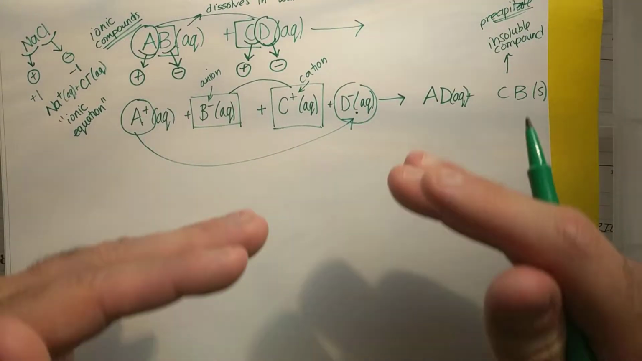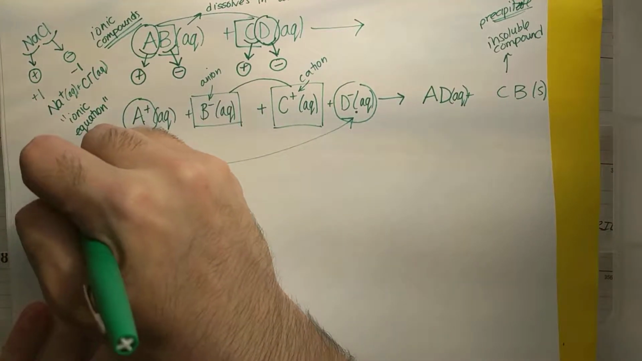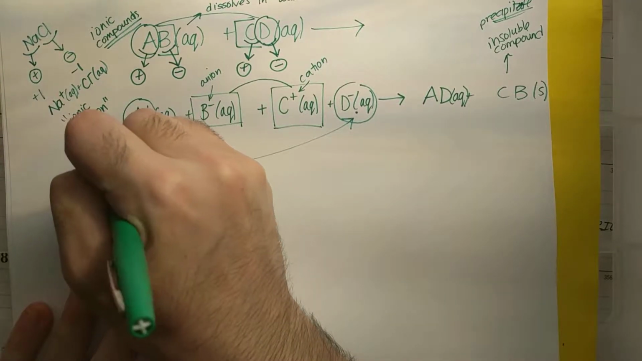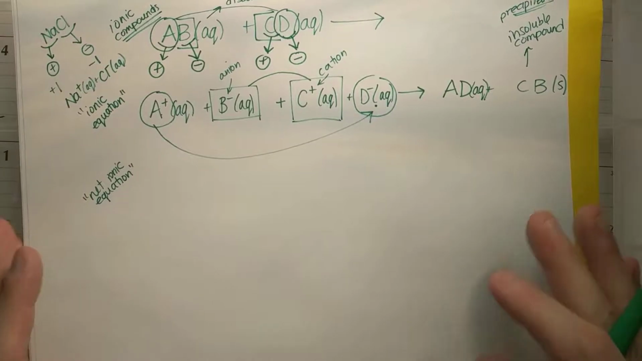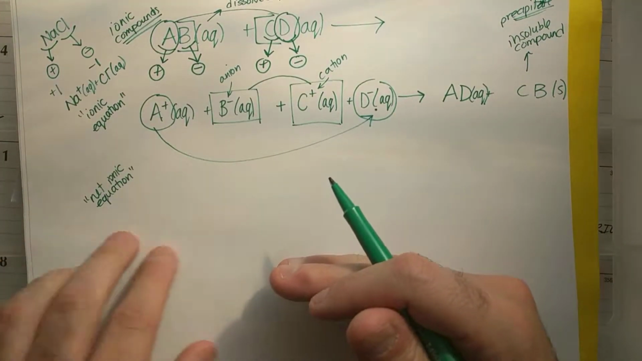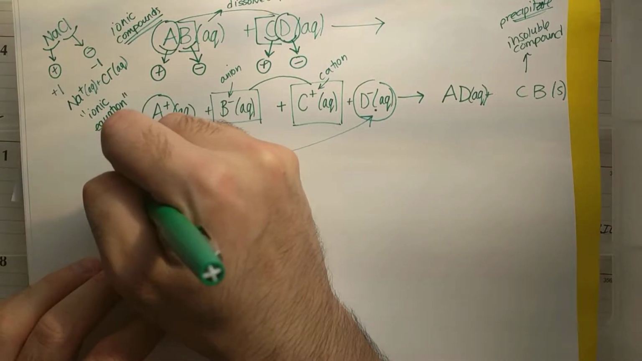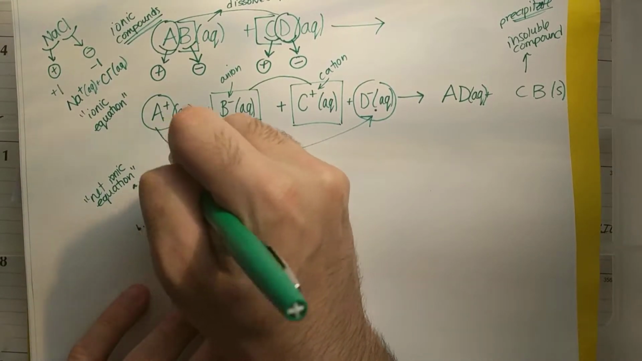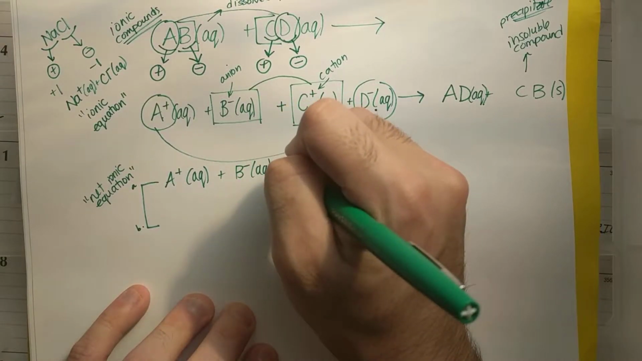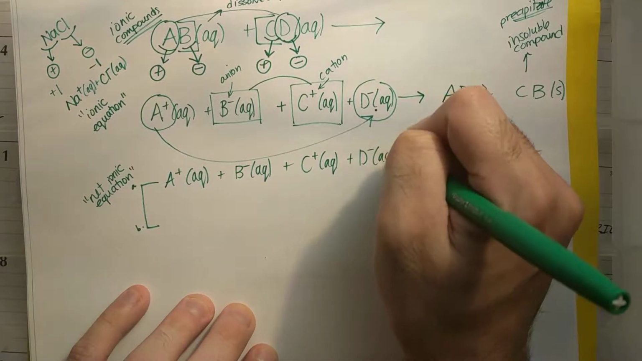And what I could do now is write this further down and write what's known as a net ionic equation. And this concept is definitely going to help us with acid-base chemistry and the acid-base reactions. But let me just write down everything now. I'm going to start to begin to write a net ionic equation. So I'm going to start here and then end here. So I'm going to rewrite everything. A+ aqueous plus B- aqueous plus C+ aqueous plus D- aqueous.